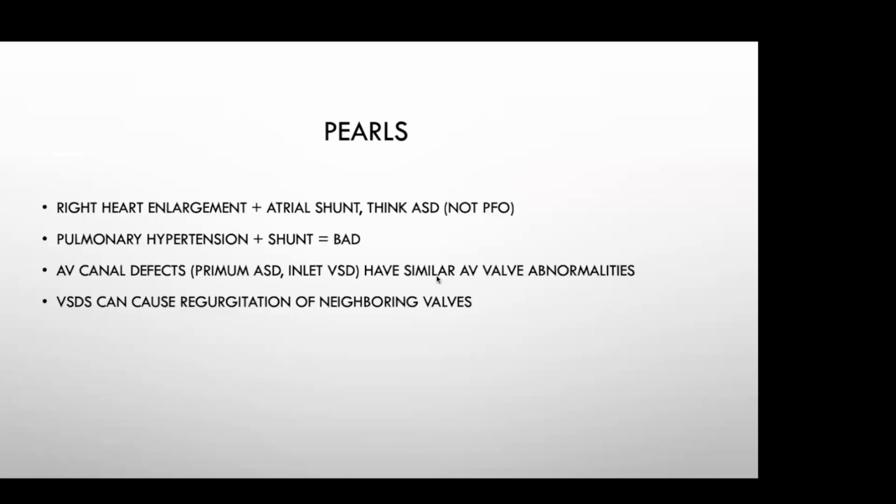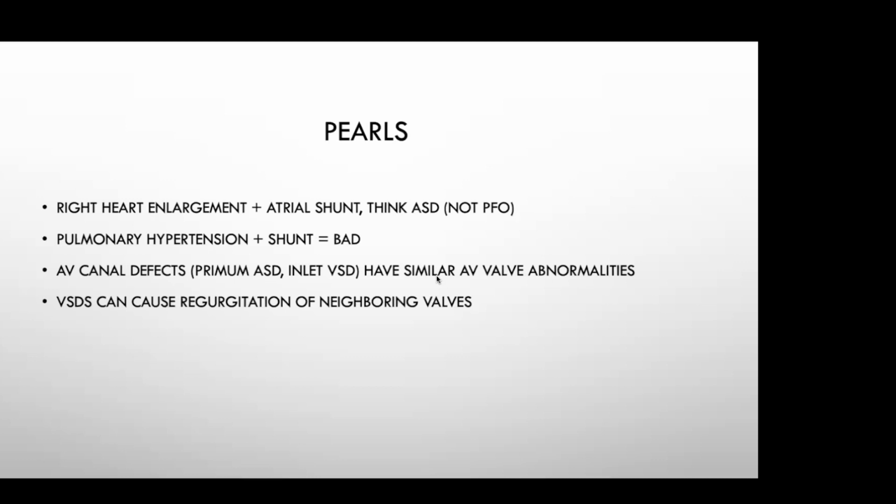And so, just to wrap up, a few pearls. Right heart enlargement should make you think about a shunt. And if you see right heart enlargement plus evidence of an atrial shunt, you should think ASD, not PFO. I didn't talk about this too much, but you should always screen for pulmonary hypertension in people with shunts, because pulmonary hypertension plus a shunt is a bad thing and highly concerning.